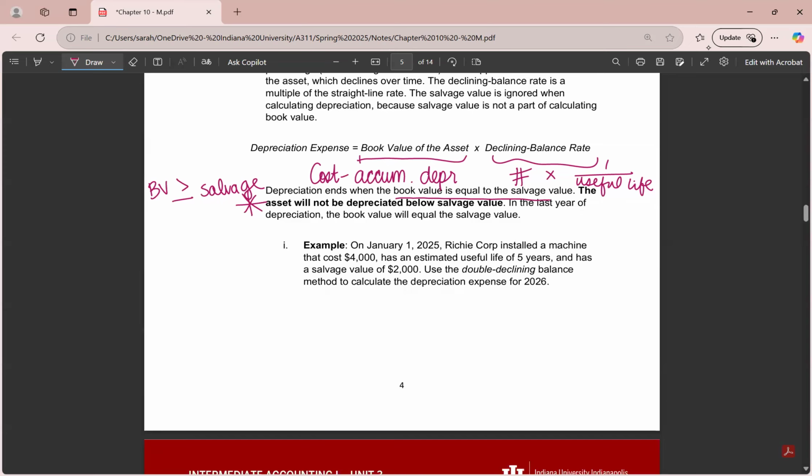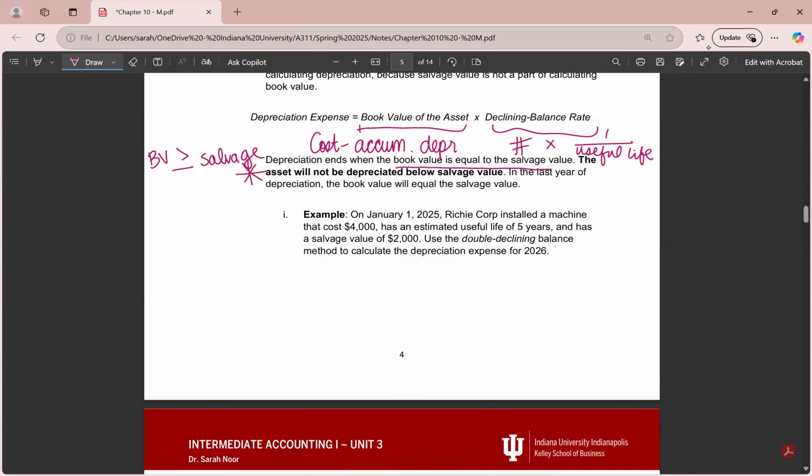Okay. So we have Ritchie Corporation installing a machine that cost $4,000, has an estimated useful life of 5 years, and a salvage of 2,000. So we're using the double declining balance to calculate depreciation for 2026.